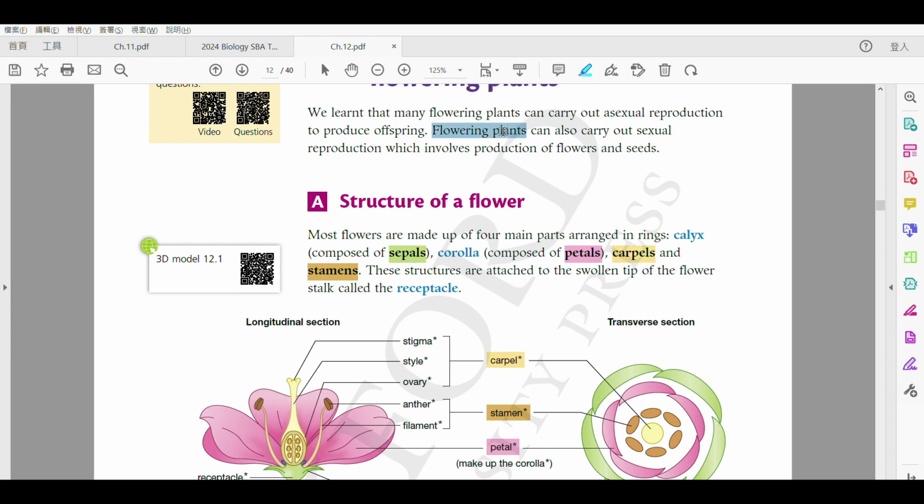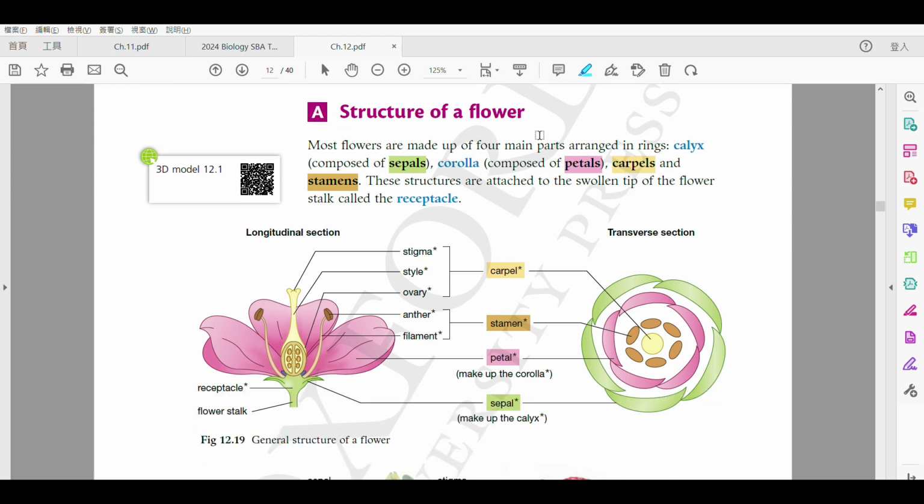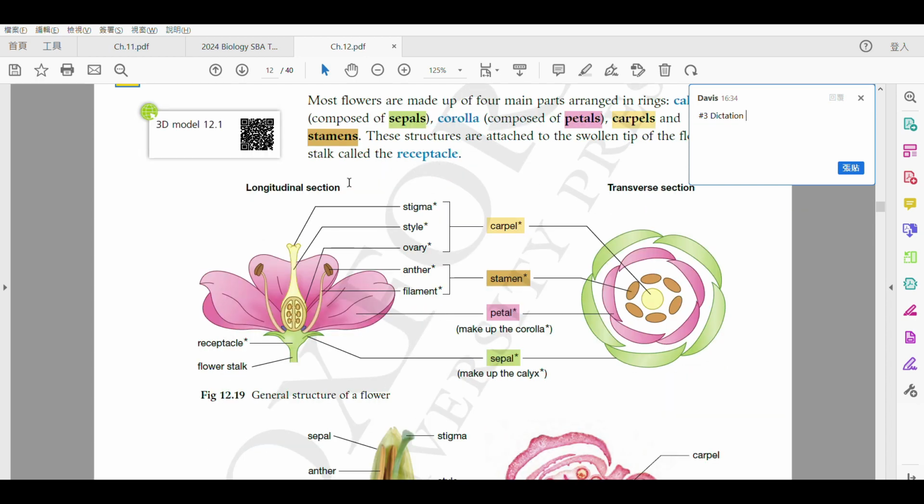Just remember, flowering plants can carry out sexual reproduction and asexual reproduction at the same time. Sexual reproduction usually involves the flowers and seeds. When we talk about the structure of a flower, this page is the third dictation. Very obviously, you are going to dictate on the structural names. You have to learn the names of the structures. Structural names.